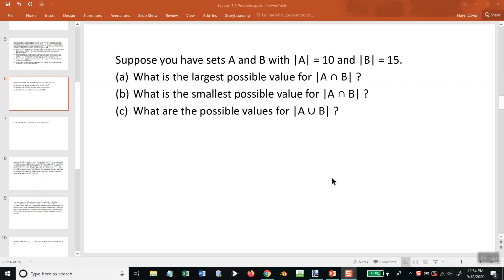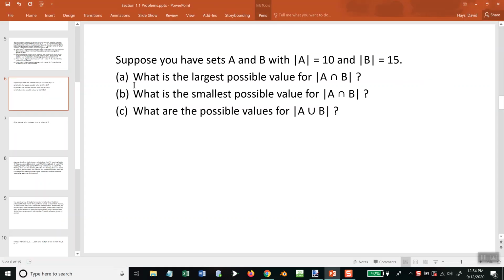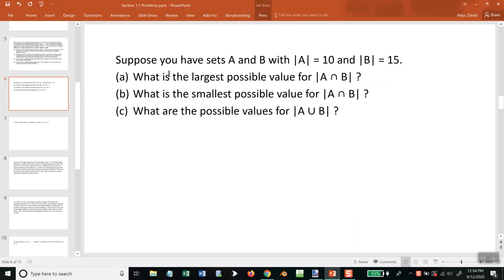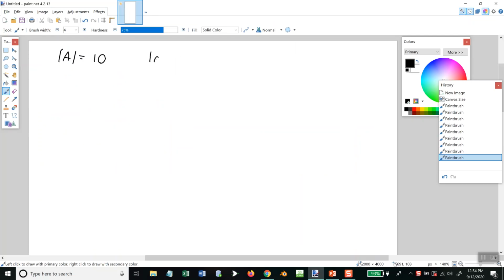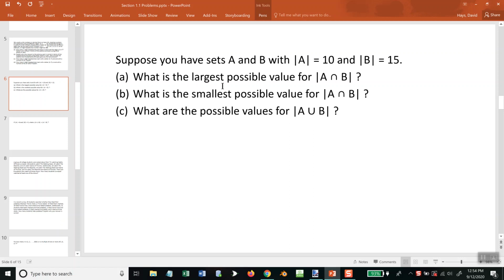Okay, let's take a look at this problem. Suppose you have sets A and B, and A has 10 elements, and B has 15 elements, cardinality, size. It says, what is the largest possible value for a cardinality of the intersection of A and B?